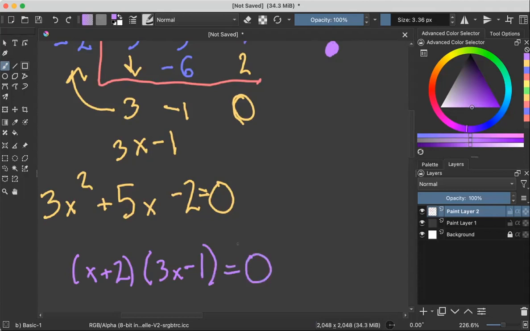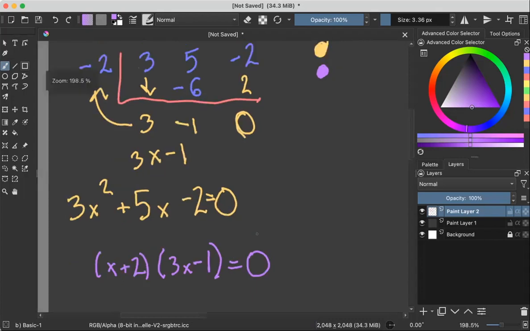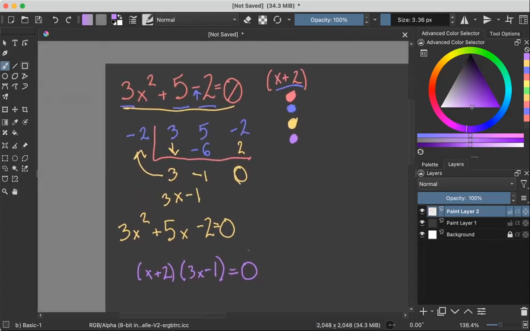So in this example, what we basically did is divide the polynomial by x plus 2 to find the x value for synthetic division. The value used as the divisor is negative 2, which is a root of the equation.